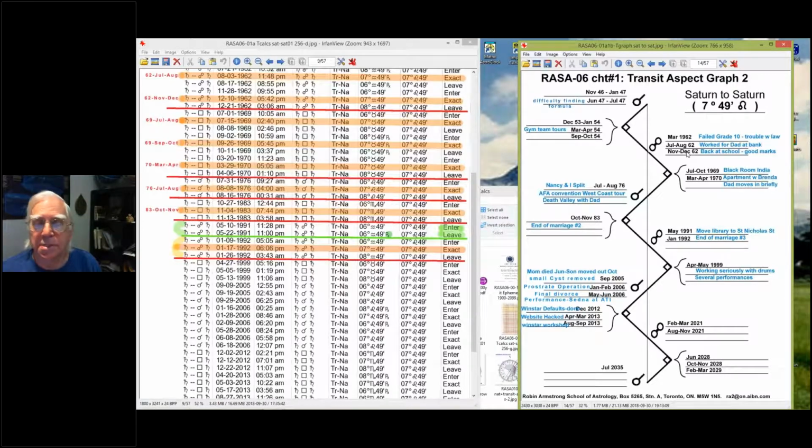Okay, we're getting all this data. The computers will give it to you. The enter leave gets a lot of information, so it gets complicated. You can't just read a sheet like this, because there's 3 points for each one. It's easier to just look at exact aspects, but you're missing some. So when you're dealing with the outer planets, you can't afford to do this. You've got to do this enter leave and mark them off and get them on a graph.